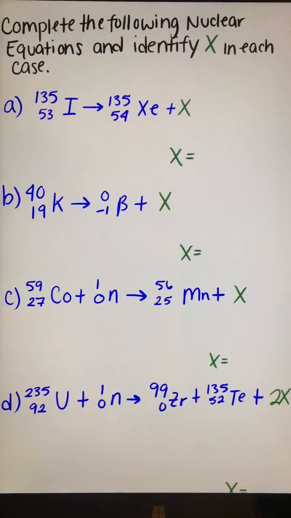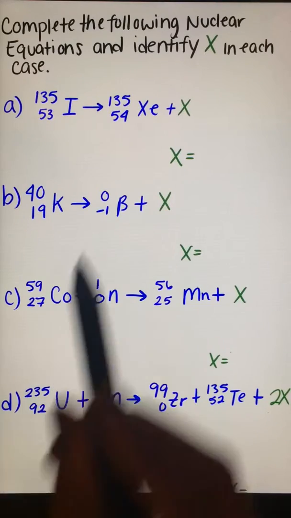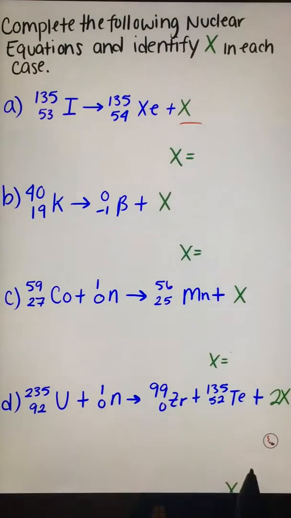Complete the following nuclear equations and identify X in each case. For A, we're going to start off with the reactant, iodine, which has 53 protons and a nuclear mass of 135. And the product is xenon, which has 54 protons and a nuclear mass of 135. We're trying to solve for X.